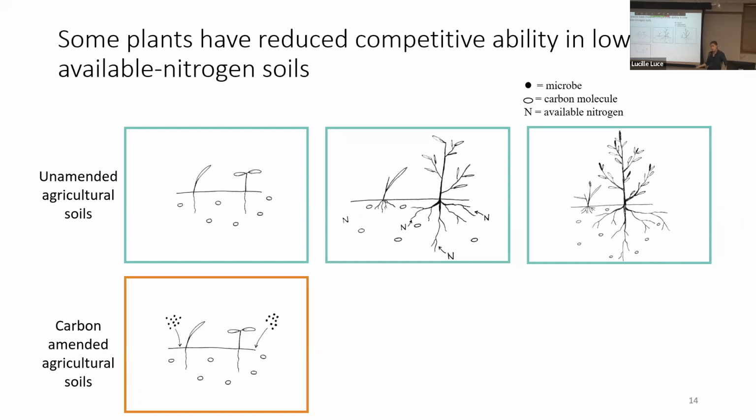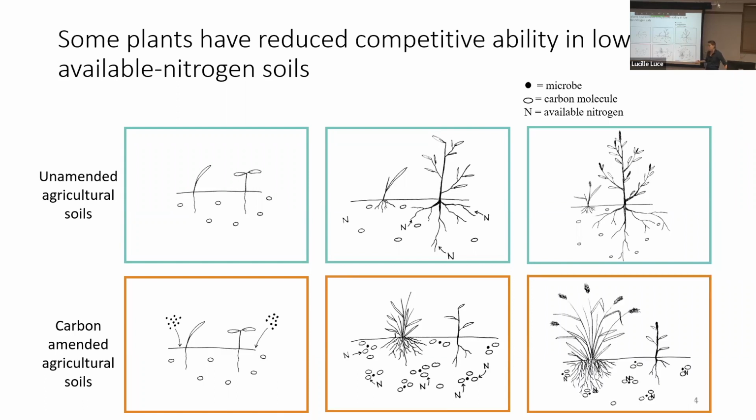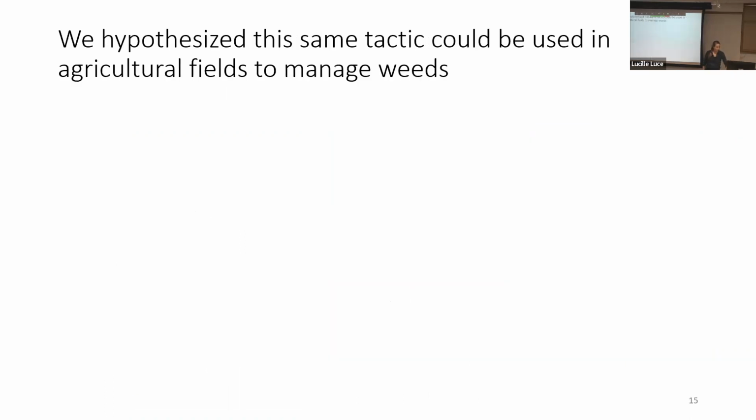If we have another soil where we've amended with carbon, we're going to stimulate nitrogen immobilization. There's going to be less available nitrogen, and potentially the other plant is going to be able to be more successful. And many of our agricultural weeds grow really well in high nitrogen soil, so we see a lot of this, and potentially there are crops or areas where we can use this strategy to have more of a scenario that we see on the bottom. So we thought nitrogen immobilization could be used in agricultural fields in some situations.